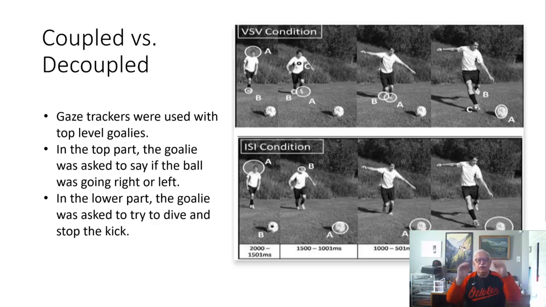On the top part, the goalie was asked to say if the ball was going to go to the right or the left, and they watched the movements, the different things, and you could see where the person was looking. And on the bottom one, the goalie was asked not to tell us what they were going to do, but to actually dive to their left or dive to their right, and these were different timings and where they were looking. And I hope you can see very clearly that the one asked to make a judgment is looking in a different place and only gets to the ball at the very last moment.